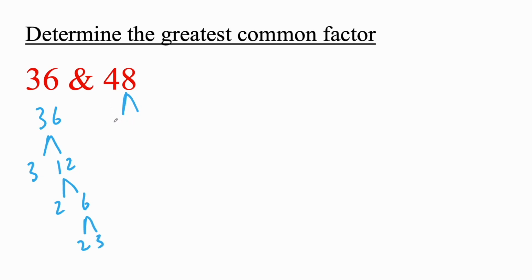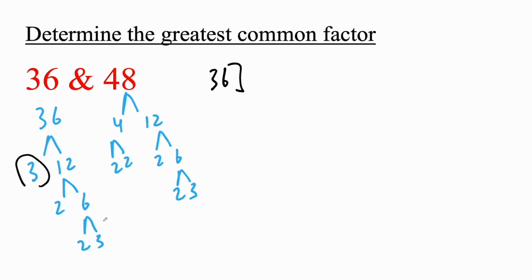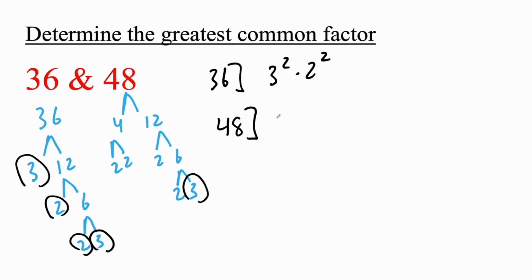Then we'll do 48. Same idea. 4 times 12. We can break down 4, 2 times 2. 12 we can break down by 2 and 6. And 2 and 3. And so in short, 36, it gave us 2 3s. So we have 3 squared times how many 2's? 1, 2. 2 squared. Now 48, what it gave us, we only have 1 3, so 3 raised to 1 times, we have 1, 2, 3, 4. 4 2's, 2 raised to 4.